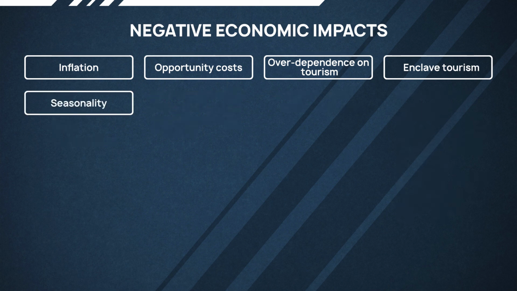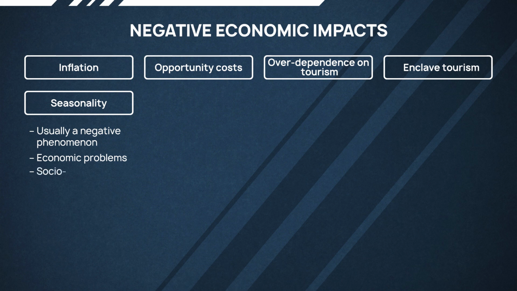Seasonality. Seasonality has been recognized as one of the most typical features of the tourism industry. It is usually seen as a negative phenomenon and is treated as a problem. Economic problems are related to the loss of profit due to the insufficient use of resources, low returns on capital, difficulties with employment. Socio-cultural and ecological problems include congestion, overcrowding, significant increases in the cost of community services, noise, increased crime due to a higher number of people.